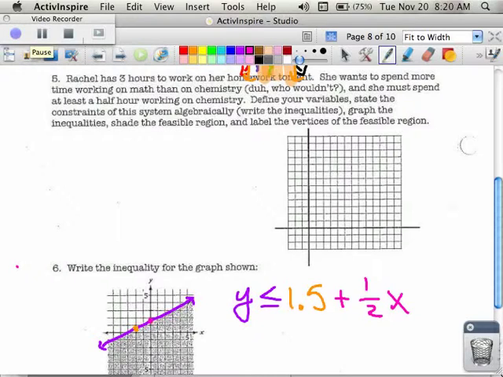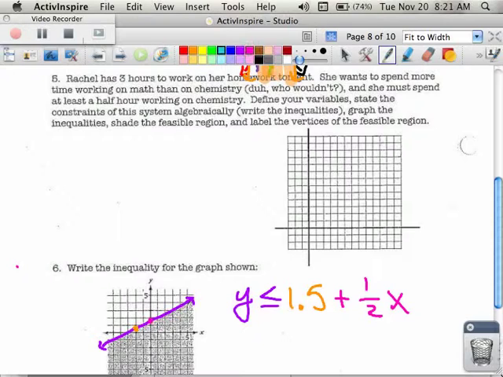Okay, the last problem is that dreaded word problem that a lot of people freak out about, but I kind of like it because it's trying to figure out a puzzle. And so on this one it says Rachel has 3 hours to do on her homework. And she has to do math and chemistry. And she's got to spend at least a half an hour on chemistry. We're going to define our variables and then say the constraints algebraically. So let's talk about how we do this.